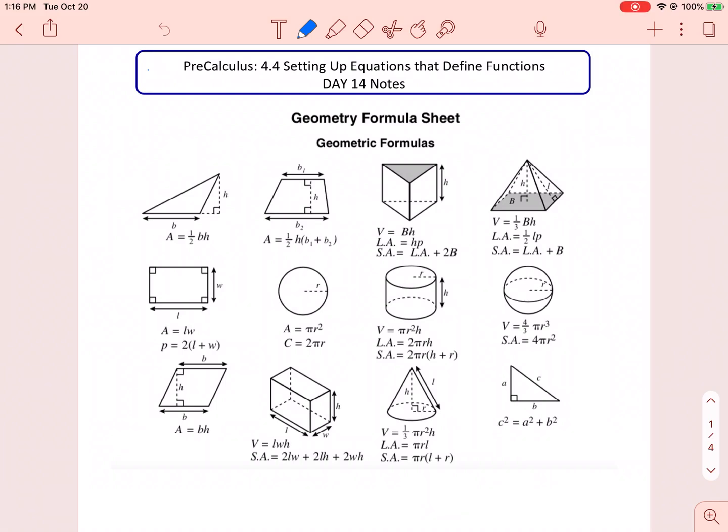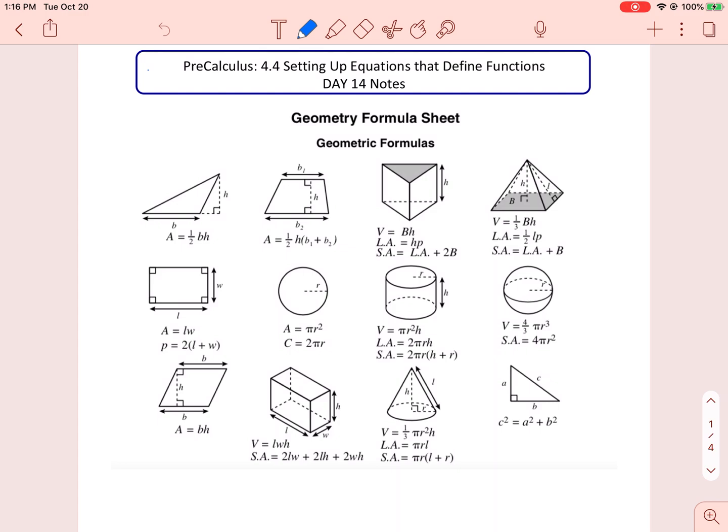Are you ready for the best day of pre-calc? Yeah! This is going to be a very challenging section, but we're here together. We're one big team, so we're going to do it together. I'm going to go through these notes and then we'll practice in class.